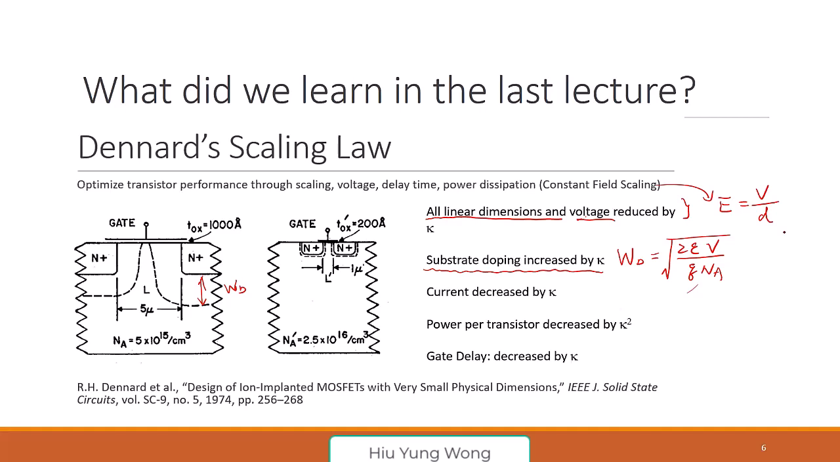Any questions, comments? And then we derive the equations for these three: the current, power, and eventually you find that the gate delay is reduced by kappa. But this is only true if your gate delay is dominated by the gate capacitance.